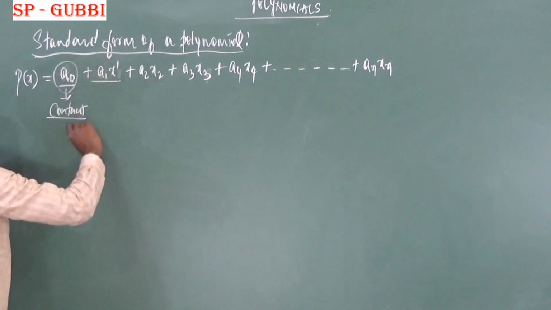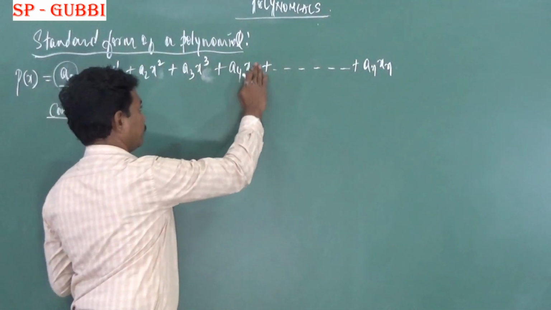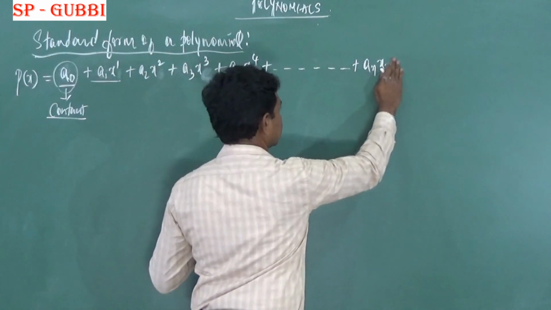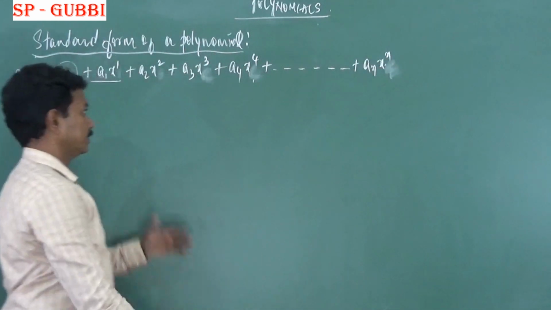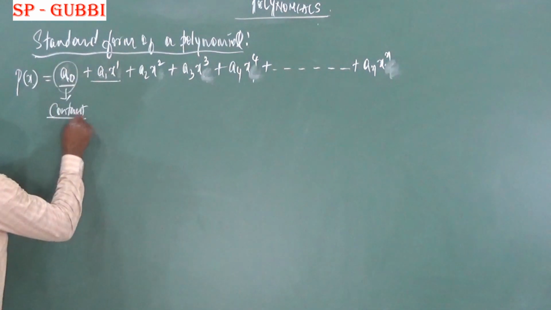A1 x to the power 1, A2 x to the power 2, A3 x to the power 3, A4 x to the power 4, for better understanding. So A n x to the power n. So this is still more convincing. So A base 0 is the constant.